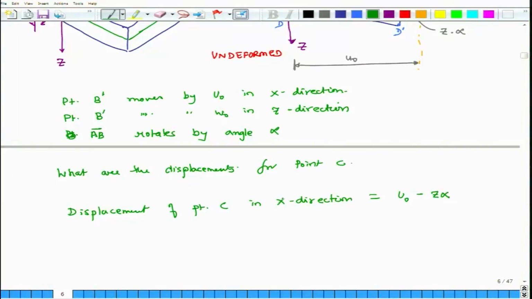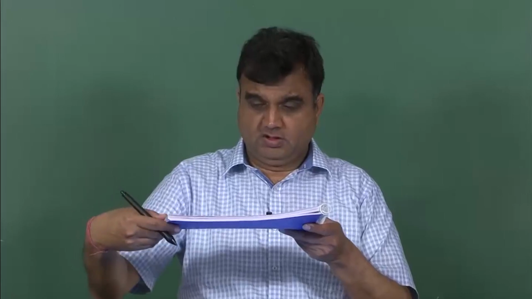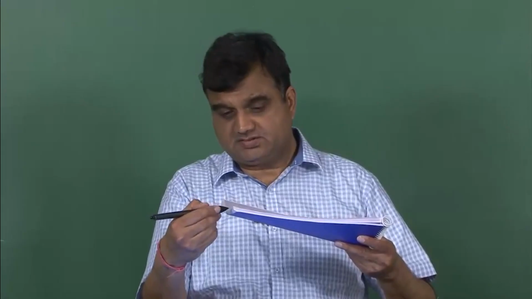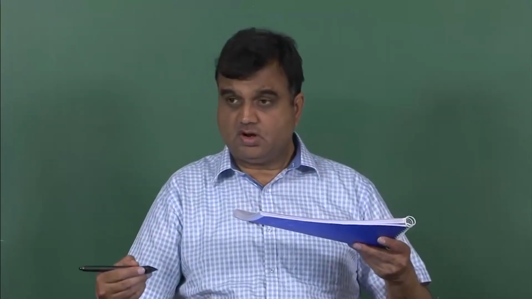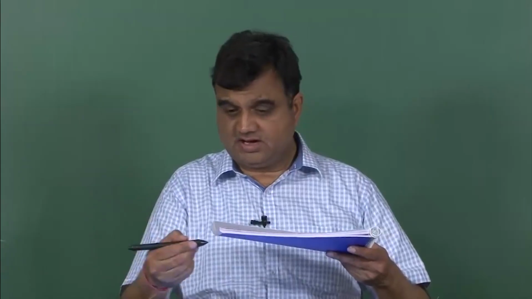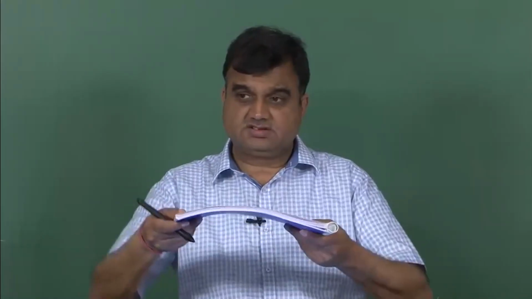Now, this is the situation when the plate is, so suppose this is my x direction. So, this is my displacement in this direction, I call it u. So, when the plate bends like this, and if there is a point C on this vertical edge, then its motion will be u naught, which is the midplane displacement, minus z, which is the coordinate of that point, times rotation alpha, and that is when the plate rotates, bends like this.